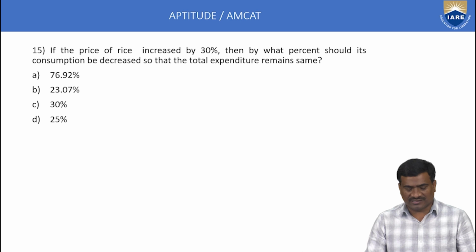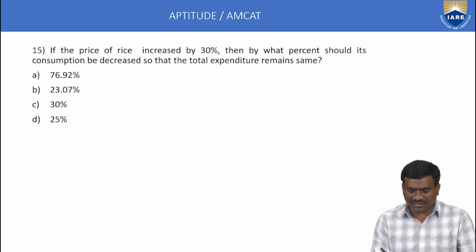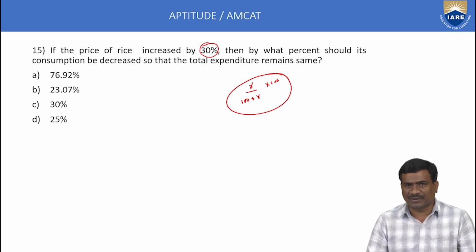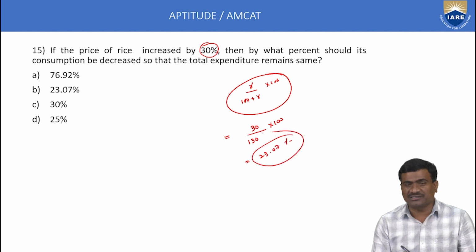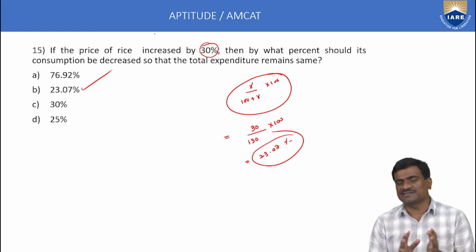Next, the 15th example, but an easy method using percentage. Write the formula. Increase indicates the plus operator, decrease indicates the minus operator. Here it is an increase where R is equal to 30, so 30 by 130 into 100 is equal to 23.07 percent. Option B only is correct. The last one is simple.